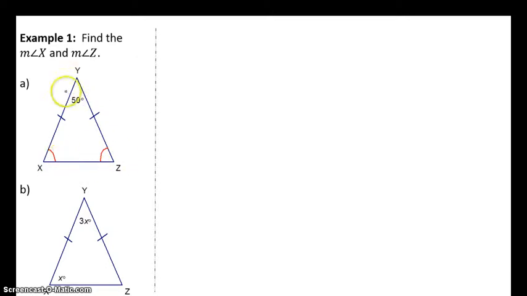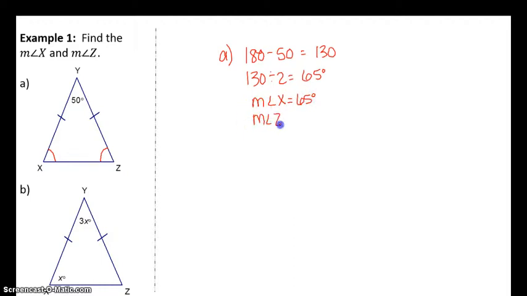Well, what do we know that the three angles in a triangle have to add up to equal? 180. So if I do 180 minus 50, I get 130. That's how much these two have to add up to equal. And so to get each one, since they're congruent, divide by 2, and you get 65 degrees. So the measure of angle x equals 65 degrees, and the measure of angle z has to equal 65 degrees.